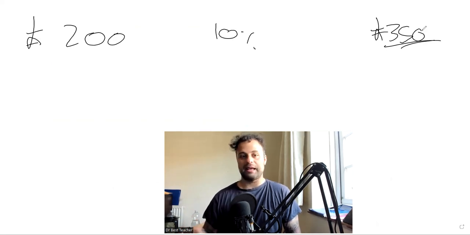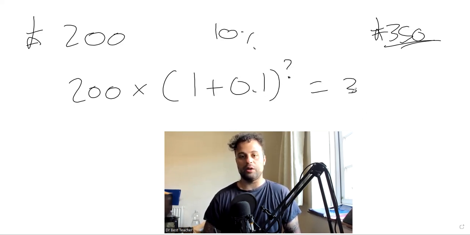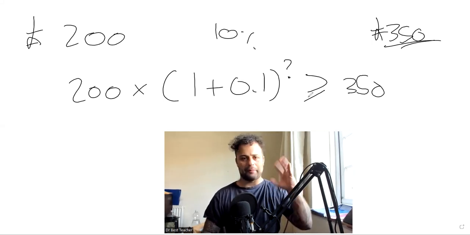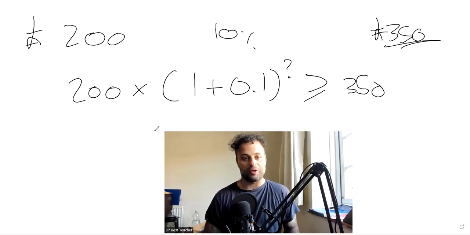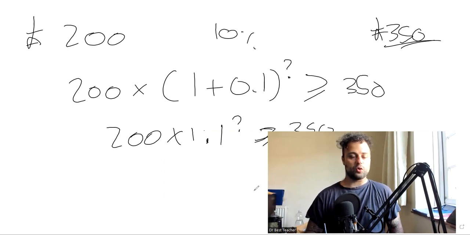The best way, I would say, is just do trial and error. So do 200 times by 1 plus 10% as a decimal, 0.1. We don't know how many years it's going to be, so I'm just going to put it as a question mark. So we need to either get to 350 or greater. So this has to be greater or equal to 350. Don't worry about the sign, but I'm just writing it in a mathematically correct way. 200 times by 1.1 to that equals 350 or greater.